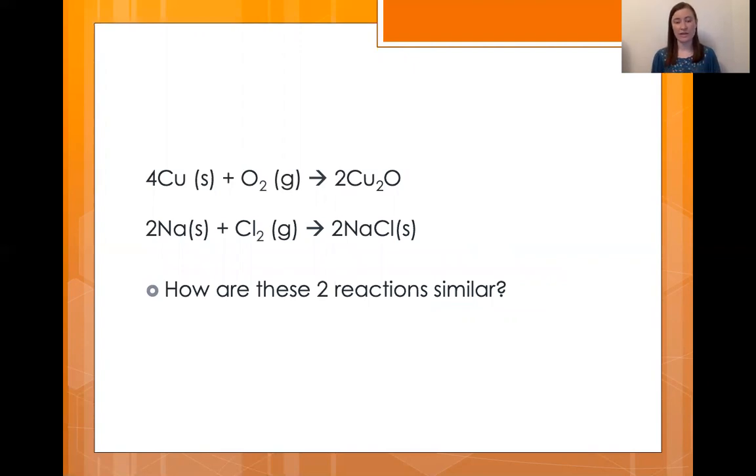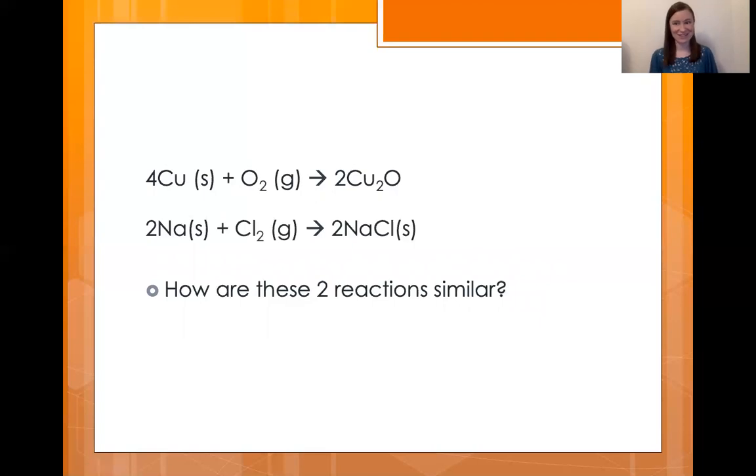How are these two reactions similar to each other? You might have noticed that in both of these reactions, one element, the metal, is losing electrons, and another element, the nonmetal, is gaining electrons. We could also say these reactions are both synthesis reactions, where two elements are coming together to form a compound.